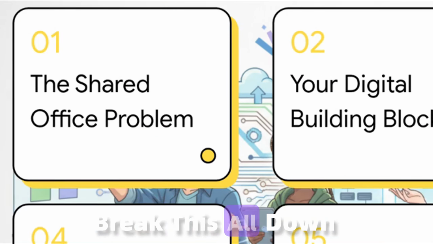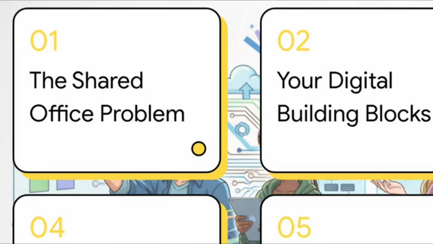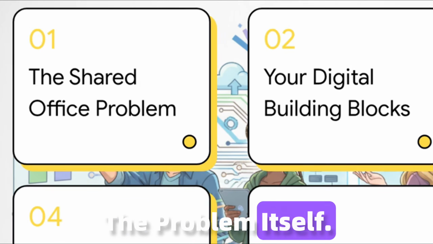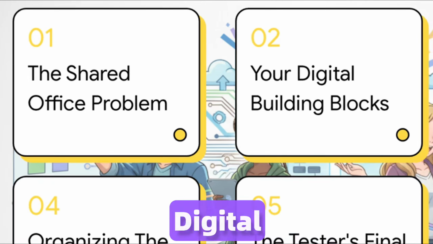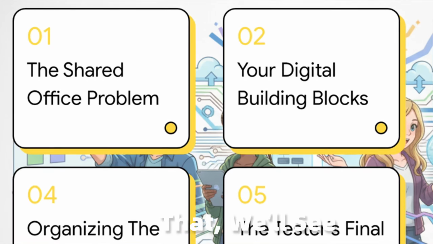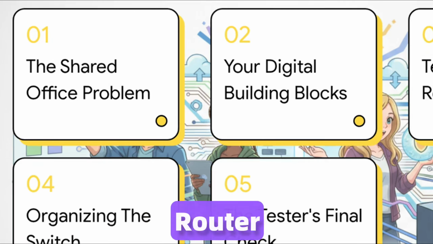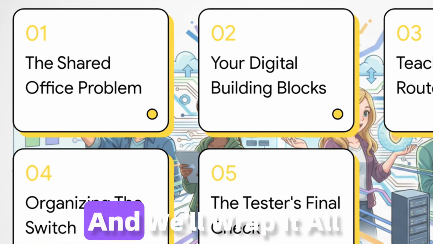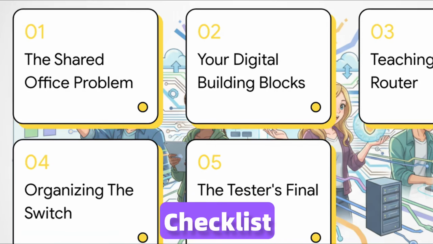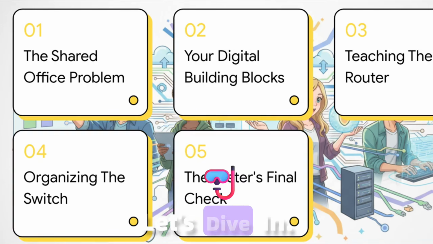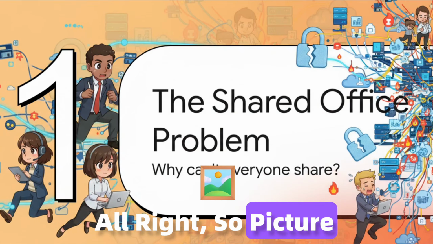So we're going to break this all down into 5 easy steps. First, we'll look at the problem itself. Then, we'll get into the digital building blocks you need to know. After that, we'll see how to actually teach the router and organize the switch. And we'll wrap it all up with a super practical checklist made just for testers. Let's dive in.